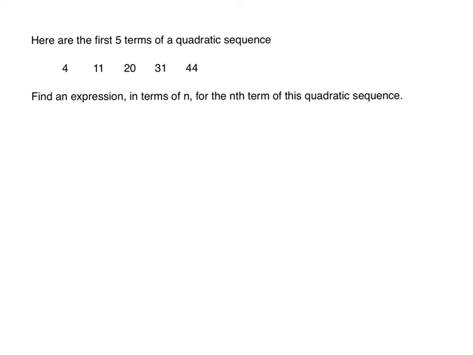Here are the first 5 terms of a quadratic sequence. Find an expression in terms of n for the nth term of this quadratic sequence. So the first thing that we need to do is figure out the second order difference.